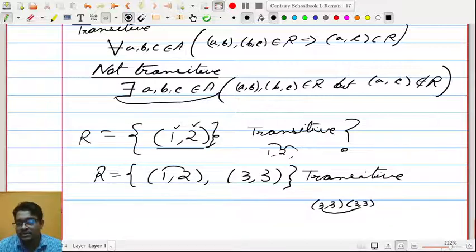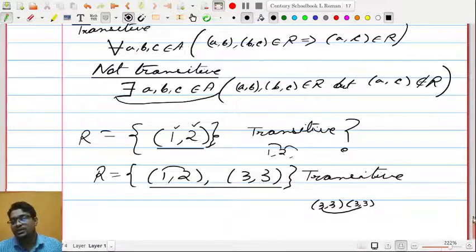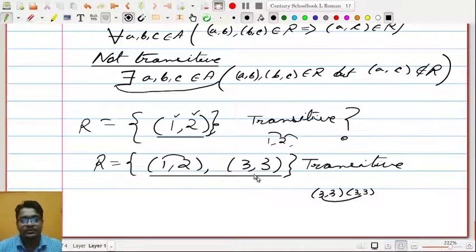It implies 3 3 belongs to the same relation. We are talking about the same element only. So here this relation is transitive. We cannot find such A, B, C for which AB and BC are in R, but AC is not in R. So this relation is a transitive relation. Clear? So these are the symmetric relation, reflexive, transitive.